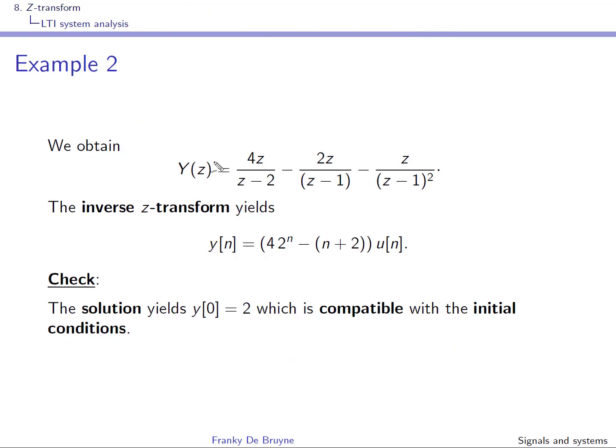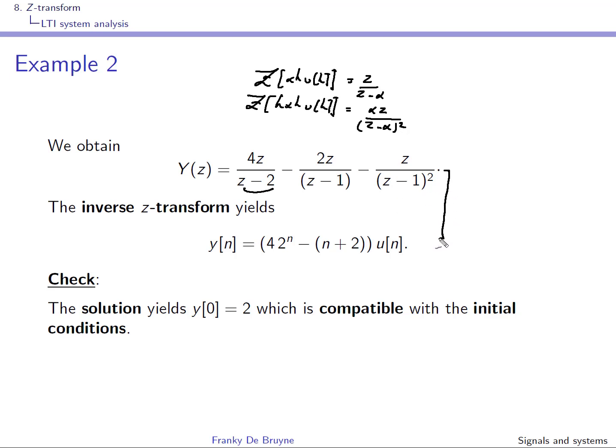So here indeed the two terms with the z minus 2 at the denominator have been grouped. Remember that the z transform of alpha^k u[k] is z over z minus alpha, and that the z transform of k alpha^k u[k] is alpha z over (z minus alpha) squared. Okay, so it now becomes easy to do the inverse z transform.